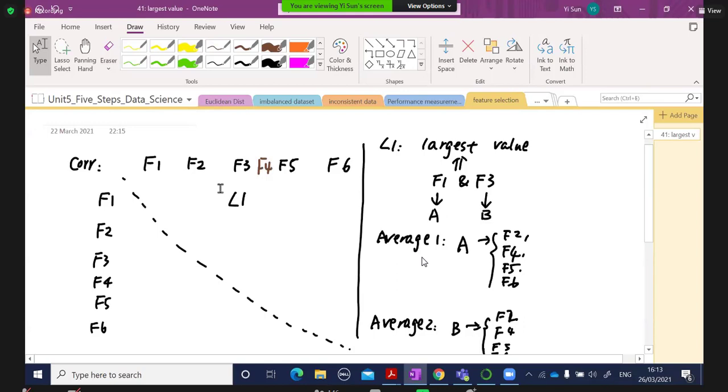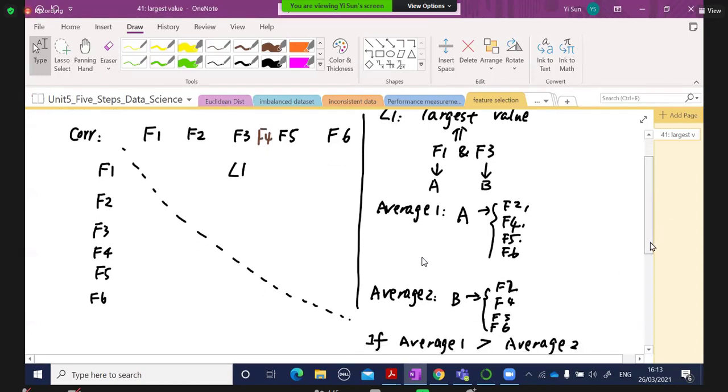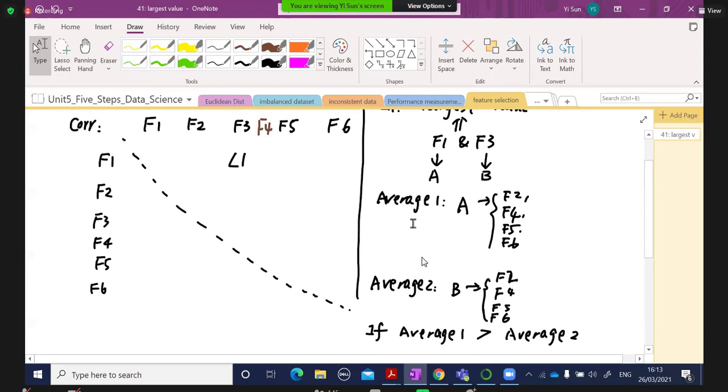Based on the third step, determine the average correlation between A and all other variables. A is my F1, so what is the average correlation from F1 to F2, F4, F5 and F6? Find those values and calculate the average. Similarly for B, which is my F3 here: find the average value from F3 to F2, F4, F5, and F6. Then compare these two averages.